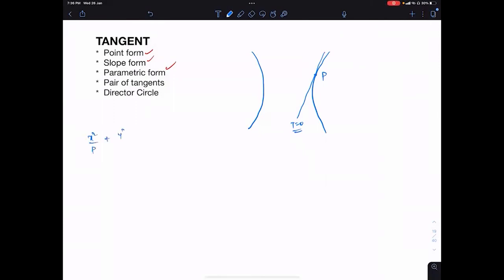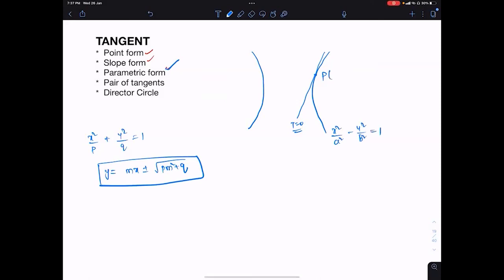If the equation of the curve is of the form x square by p plus y square by q equals 1, then the equation of tangent in slope form will be y = mx plus minus square root of pm square plus q. Parametric form is simply: take the hyperbola, write the equation of tangent at a general point (a secant theta, b tan theta). If you do that, you will get x by a secant theta minus y by b tan theta equals 1. So this is the parametric form of tangent.